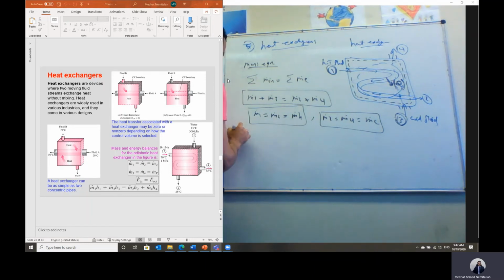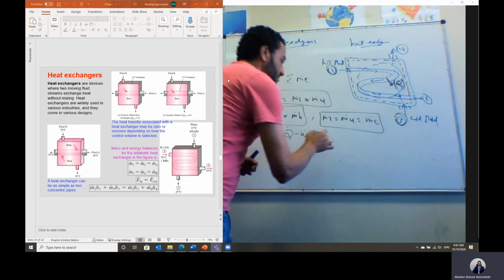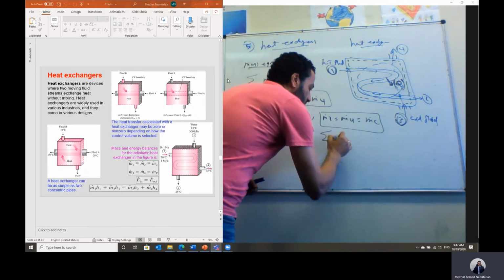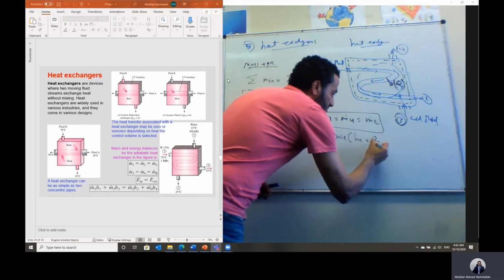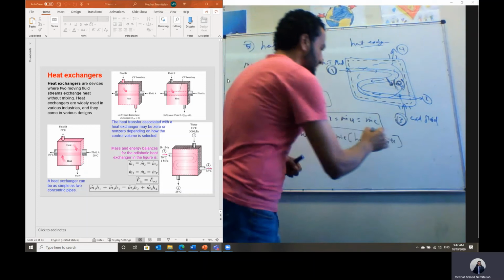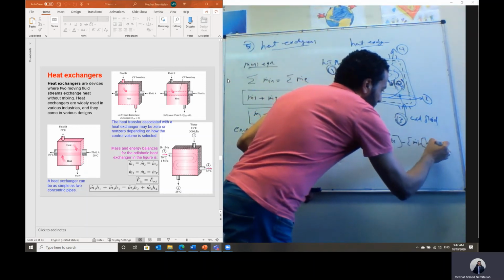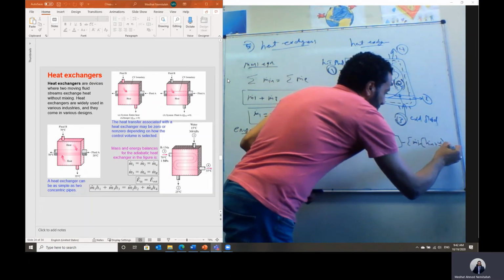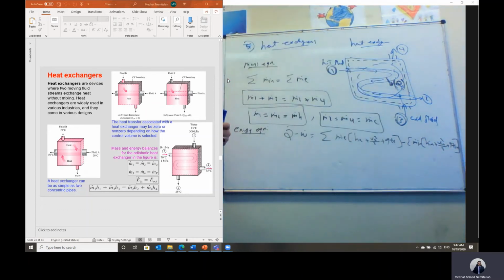Let's apply the energy equation, or the first law of thermodynamics, for this system. So we can say Q dot minus work dot, as we have more than one outlet, equals the summation of m dot exit times (h exit plus V exit squared divided by 2 plus g z exit) minus the summation of m dot inlet times (h inlet plus V inlet squared divided by 2 plus g z inlet).